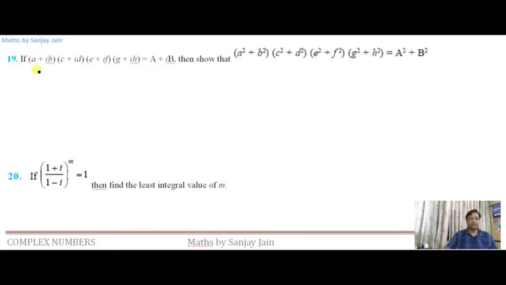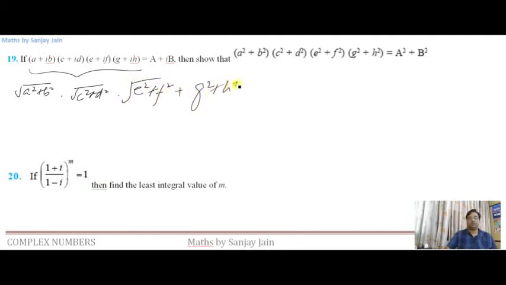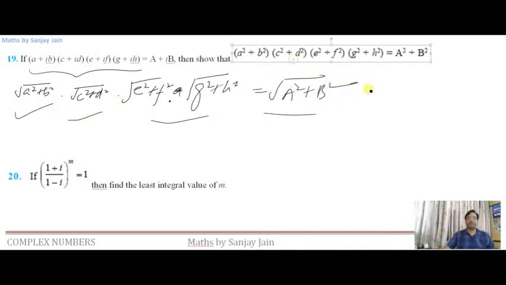So let's do that. So if I take mod of this, it will be equal to square root of a square plus b square into square root of c square plus d square, e square plus f square, g square plus h square. This will be my left hand side, and on the right hand side I'll have a squared plus b square. Now you see that if I square both sides, I'll get the desired expression. So square both sides and write your answer.